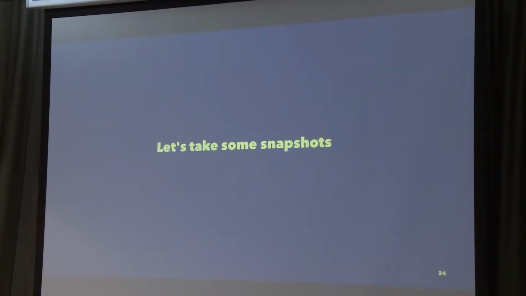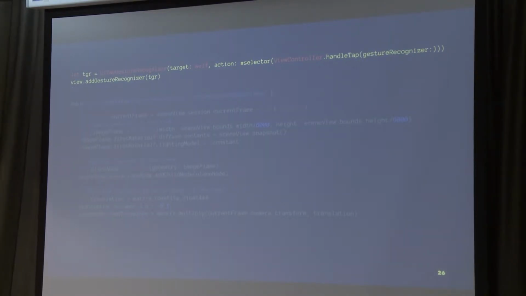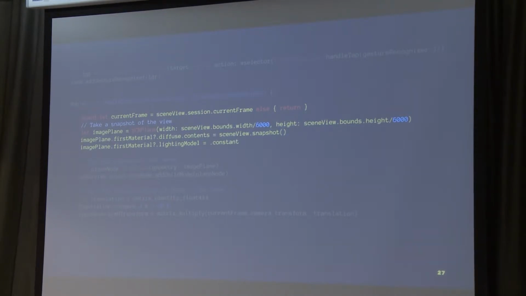And let's take some snapshots on the same example. So the same one with the spaceship. This is all the code we have to add. Basically, in the beginning, we're adding a tap gesture recognizer. This is basic stuff. And then we handle it. And this is what we do.